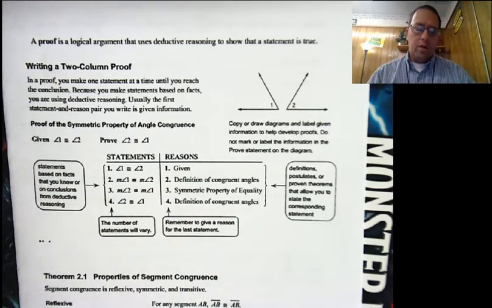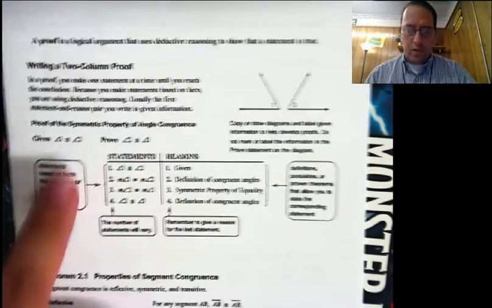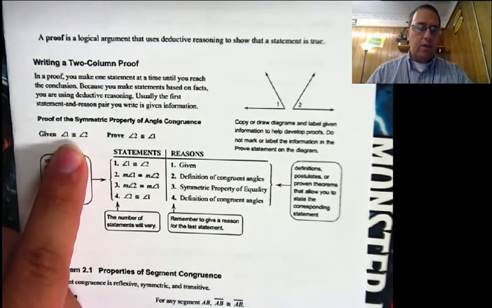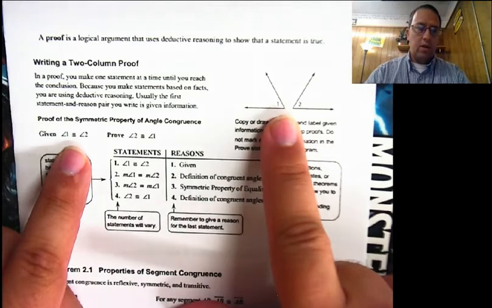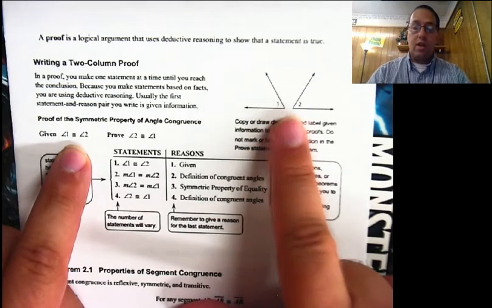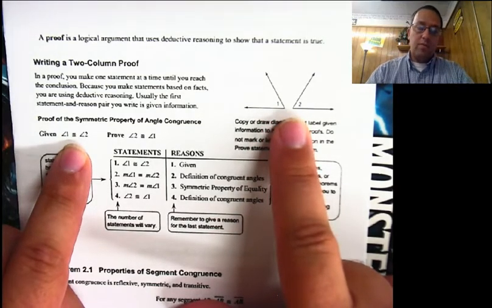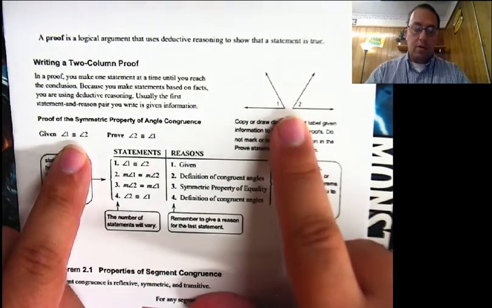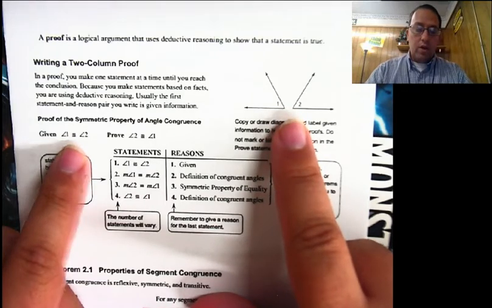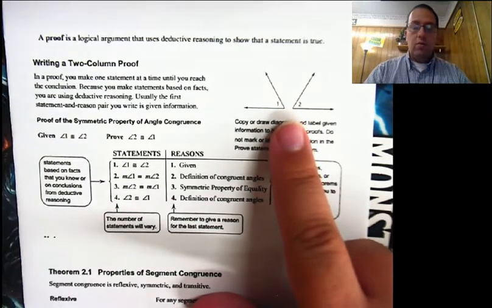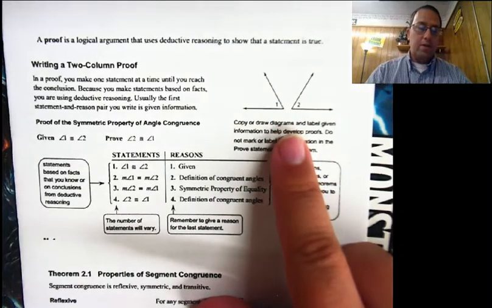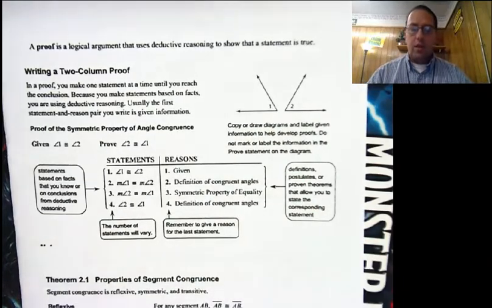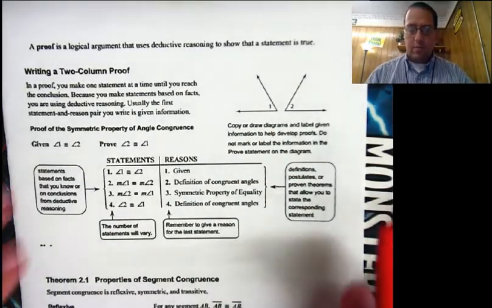So for example, we are given that angle 1 is congruent to angle 2 in this diagram right here. A lot of times when you have geometric proofs, you're going to have a diagram to look at. Sometimes you'll have to draw one, but usually you have a diagram given to you. We know that angle 1 is congruent to angle 2. We want to prove that angle 2 is congruent to angle 1. You may say, well, that's pretty obvious. Of course it is, but we have to prove it. Everything has to be proven.